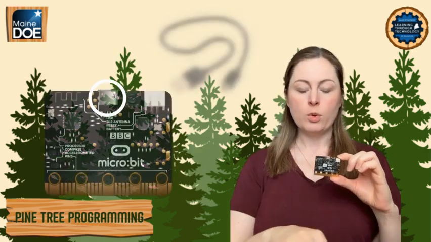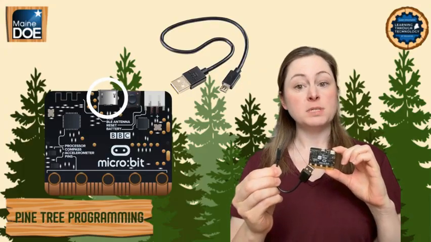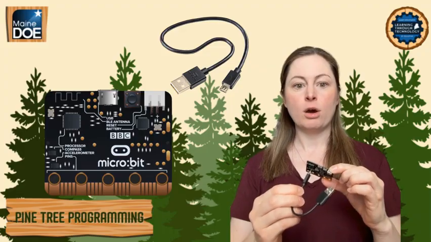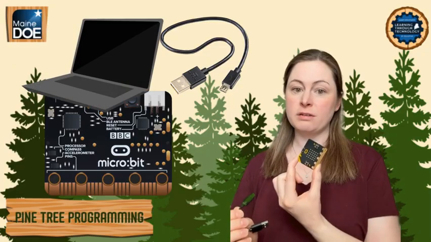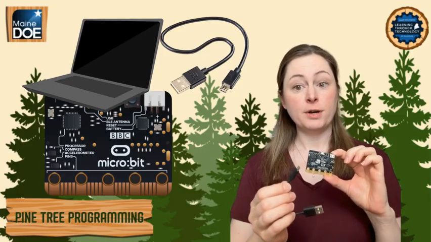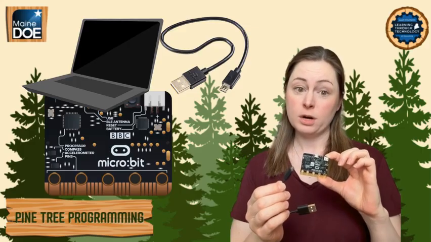When we're coding, we always start with the USB cable. The USB does two jobs at once. It powers the microbit and it lets us send our code from the computer onto the device. That's why I want everyone to plug in with the USB first. It's the most reliable way to see if your code actually works.